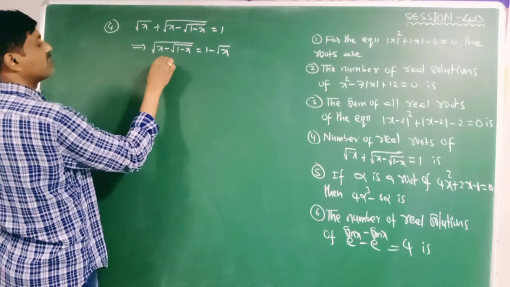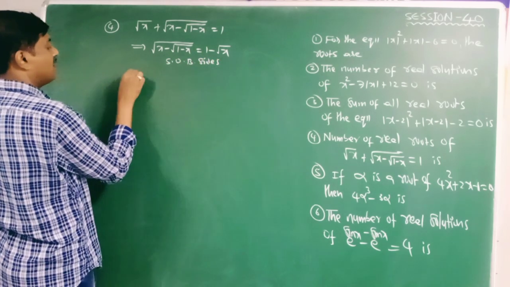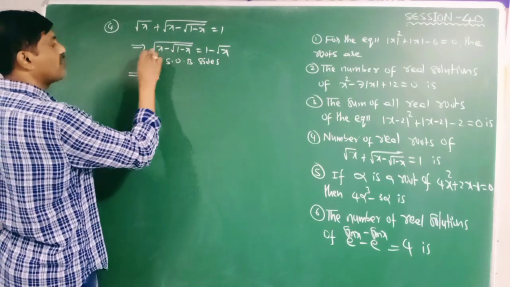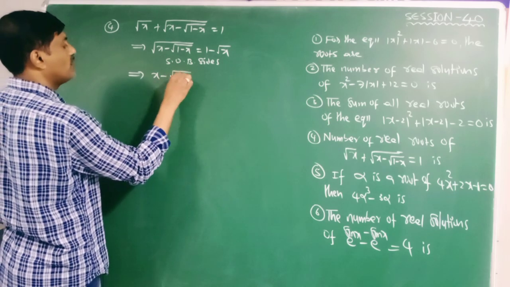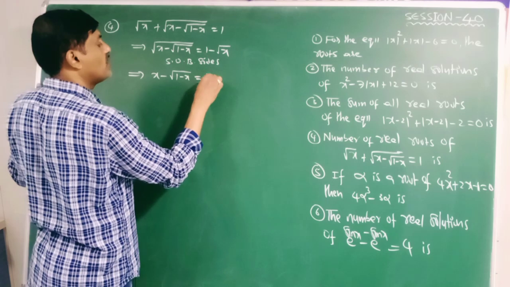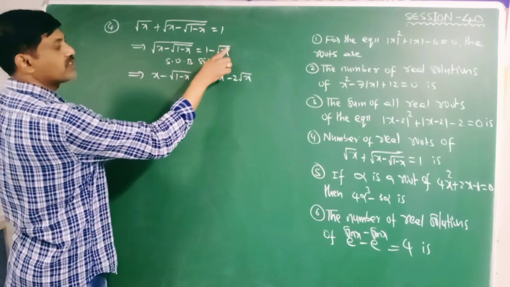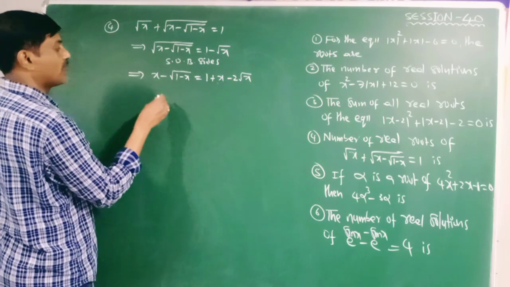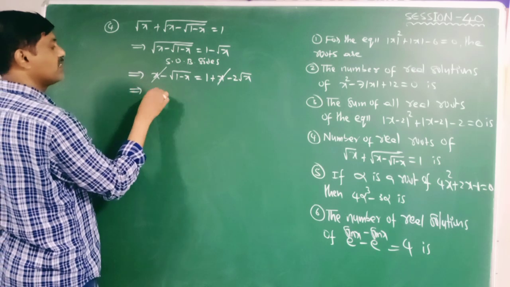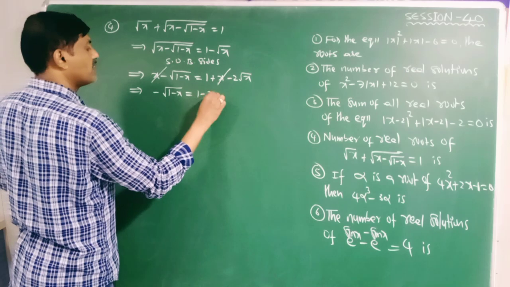Squaring on both sides. Now squaring on both sides means this square root cancels, x minus root over 1 minus x is equal to (1 minus root x) whole square. That is 1 plus x minus 2 root x, as (a minus b) whole square is a square plus b square minus 2ab. In this case x cancels. Now what we got here, minus root over 1 minus x is equal to 1 minus 2 root x.